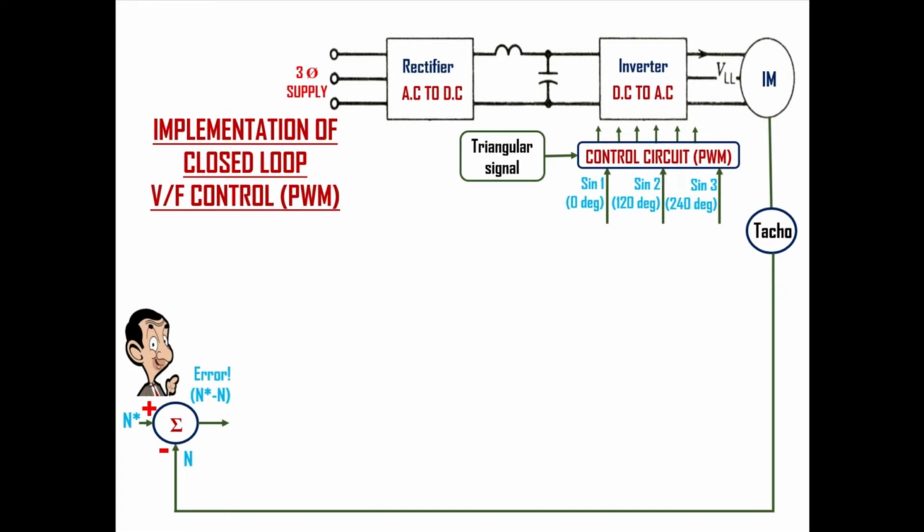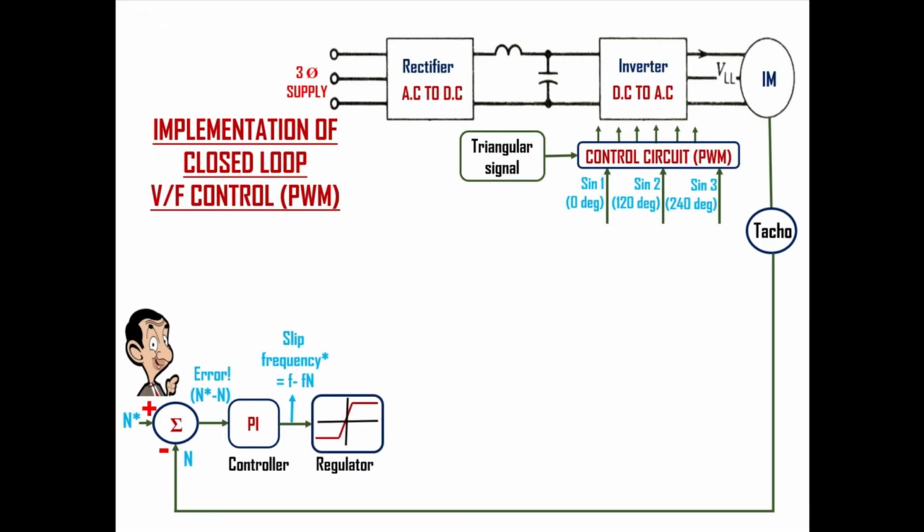The job of the PI controller is to change its output until the input error is 0. So the output of the PI controller is the desired slip frequency. In an induction motor, torque is proportional to the slip speed ns minus n, and hence the slip frequency fs minus fn, or simply f minus fn. That's why this PI speed controller in an induction motor is considered as a slip frequency controller. Next, this slip frequency has to be regulated using a slip regulator so that it will restrict the operation below the breakdown frequency at which the maximum torque develops in the induction motor.